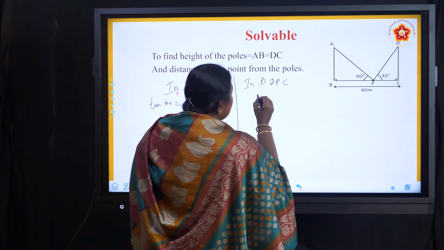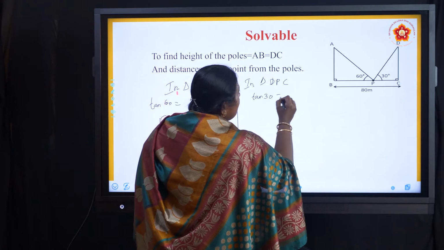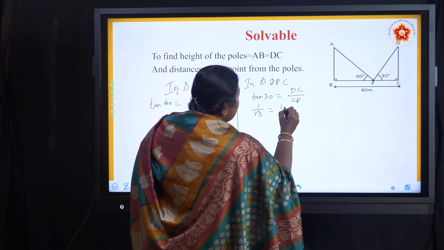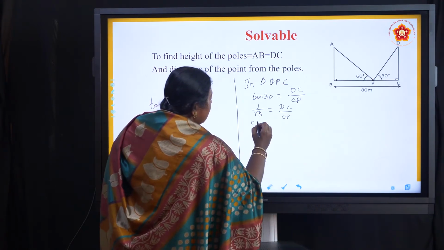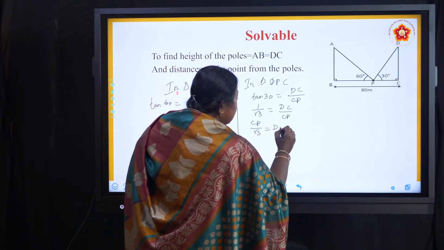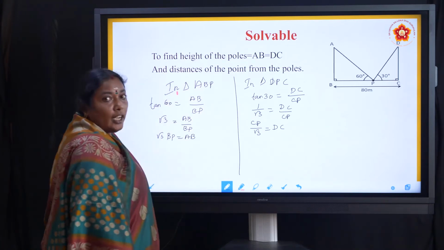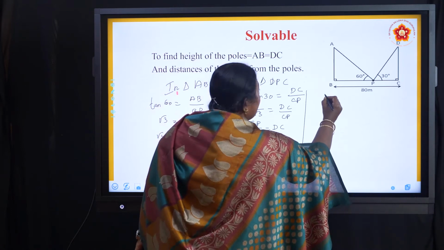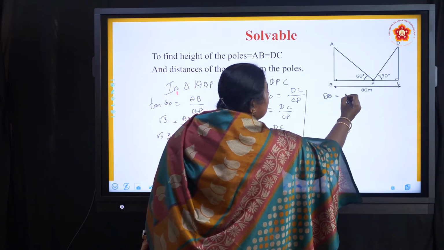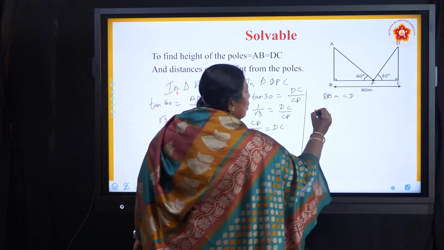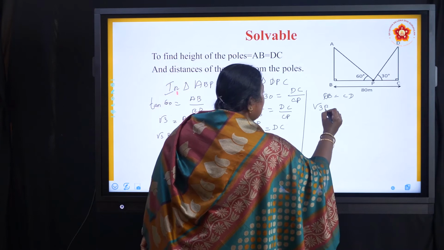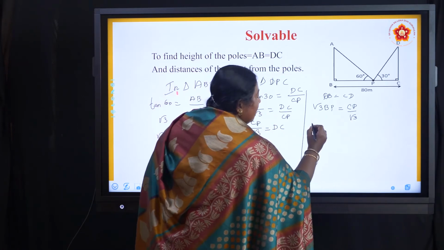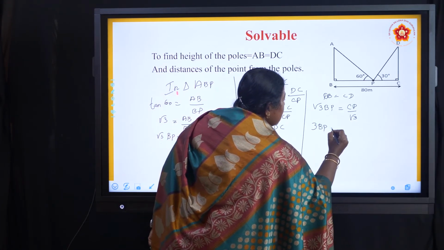Now here in this DPC I have tan 30 is equal to DC by CP. Tan 30 is 1 by root 3, which is equal to DC by CP. Cross multiply it. CP by root 3 is equal to DC. In the question they have given AB and CD are equal. So what we can do? Compare both. AB is equal to CD. So here it is root 3 BP and it is CP by root 3. Cross multiply, root 3 into root 3 becomes 3BP is equal to CP.